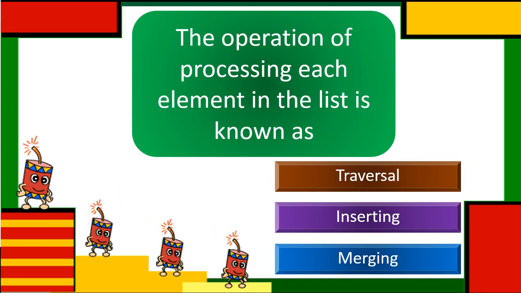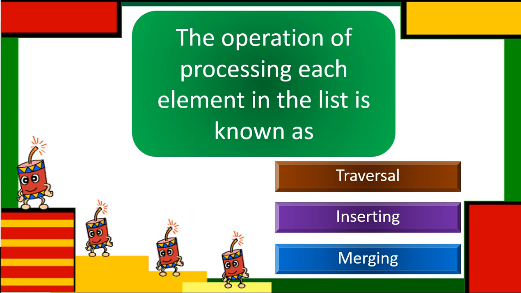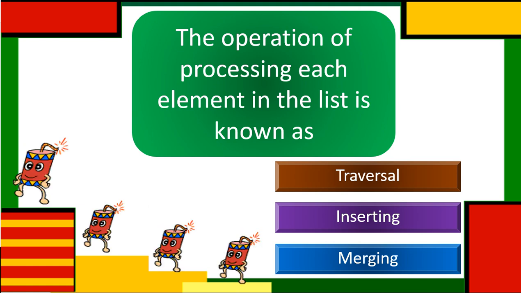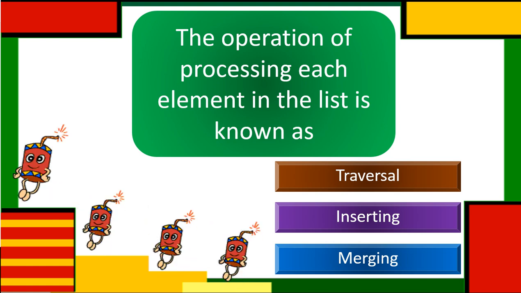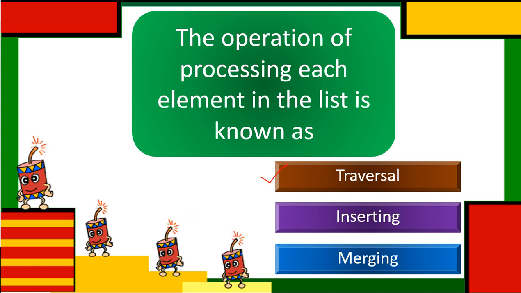So let's see the next question. The operation of processing each element in the list is known as: traversal, insertion, merging. The operation of processing each element in the list is known as traversal. This is the correct answer.